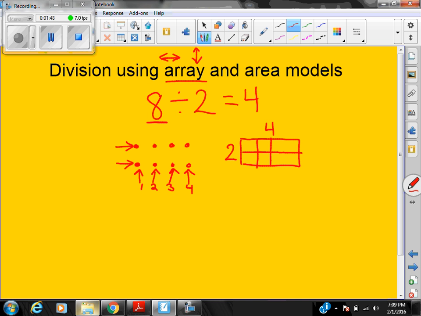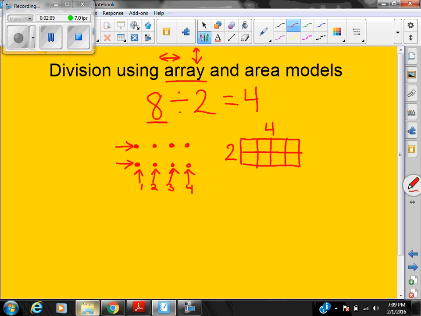So here's my 4 spaces, and you can see that area model really well in there, and if you count all the blocks, you get 8. But this is my 8 things divided into two rows, and I know that I have 4 columns even here.